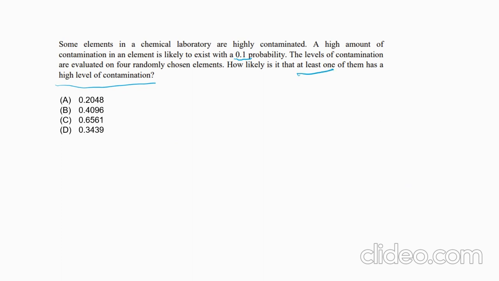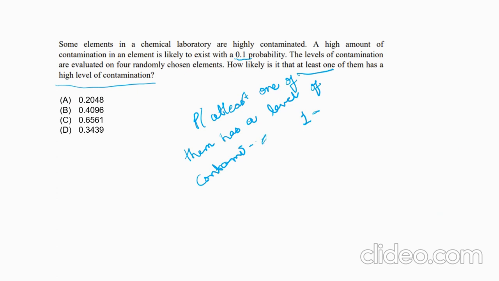So now what we have is that 1 minus the probability that at least one of them has a level of contamination is equal to 1 minus the probability that no element has this high level of contamination.